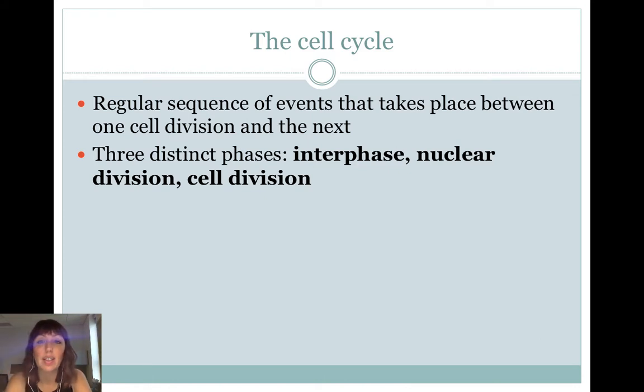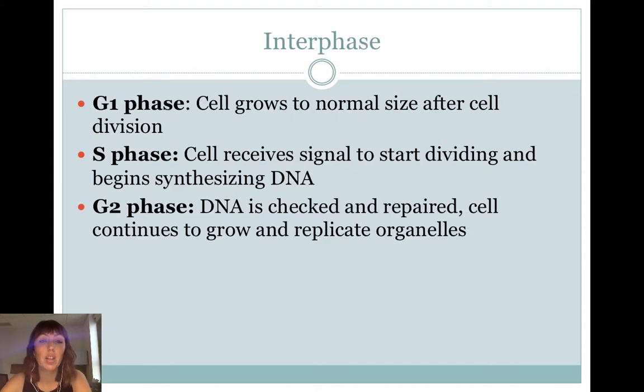The regular sequence of events that takes place between one cell division to the next are called phases, and there are 3 distinct phases: interphase, nuclear division, and cell division. In the G1 phase, the cell grows to the normal size after cell division. This is all interphase: interphase G1, interphase S, and interphase G2. In S phase, the cell receives a signal to start dividing and begins synthesizing DNA. Interphase G2 is when DNA is checked and repaired, and the cell continues to grow and replicate organelles.